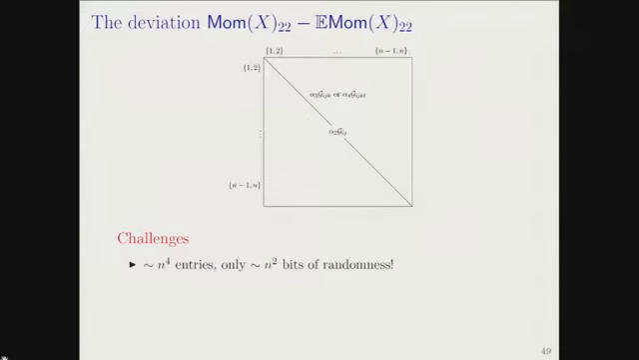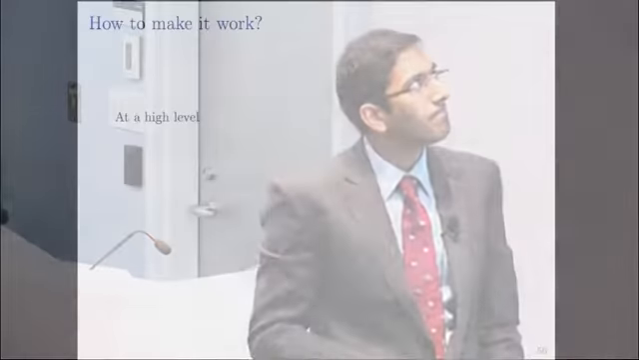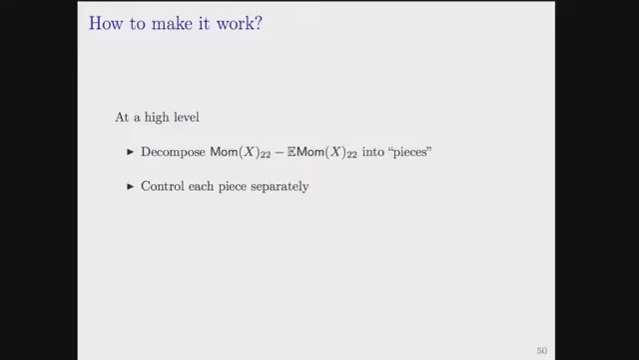When you look at the deviation, it's an n squared times n squared matrix. So it has n to the 4 entries, but depends only on n squared random bits. So all of these entries are highly dependent. Because of that, the behavior is very different from classical random matrix ensembles, in the sense that this matrix has an unusually high spectral norm compared to the prediction you would make without taking the dependency into account. So how do we make it work? You decompose the deviation into pieces. You control each piece separately, and you try to align the pieces which have a large spectral norm with the eigenspaces that have large eigenvalues. This requires you to understand the symmetries of what is happening.